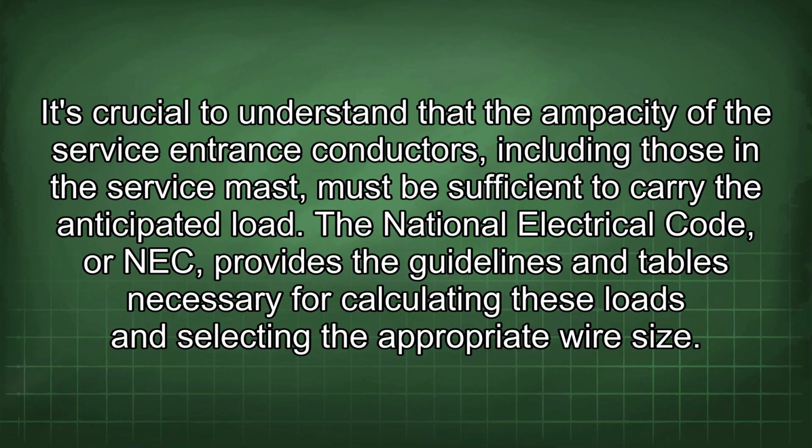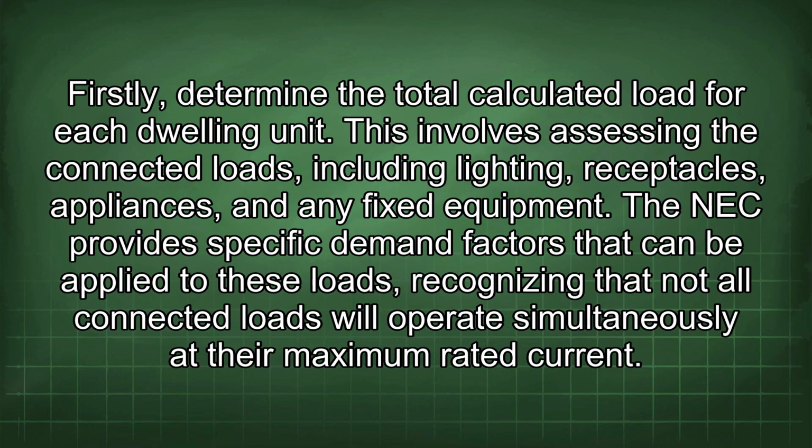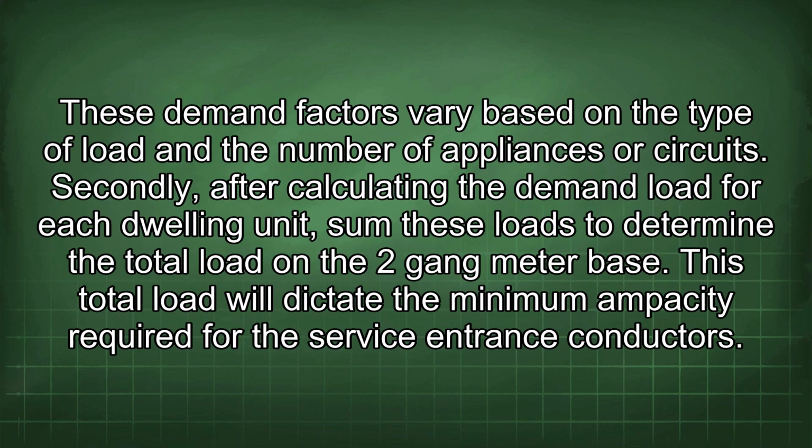The National Electrical Code, or NEC, provides the guidelines and tables necessary for calculating these loads and selecting the appropriate wire size. Firstly, determine the total calculated load for each dwelling unit. This involves assessing the connected loads, including lighting, receptacles, appliances, and any fixed equipment. The NEC provides specific demand factors that can be applied to these loads, recognizing that not all connected loads will operate simultaneously at their maximum rated current. These demand factors vary based on the type of load and the number of appliances or circuits.